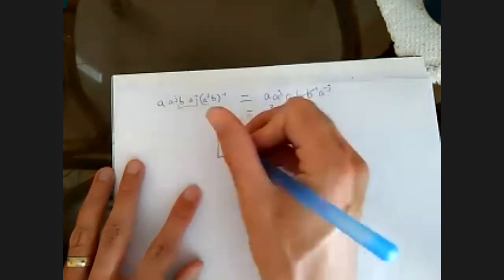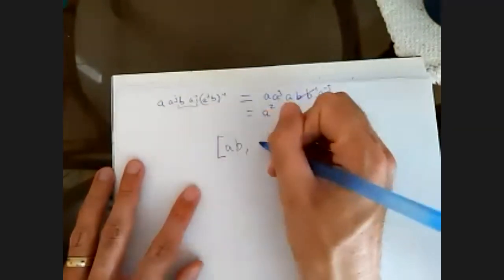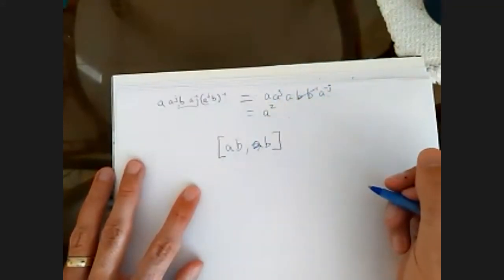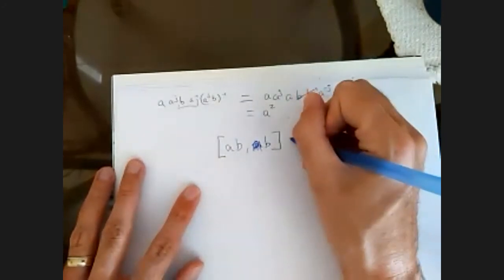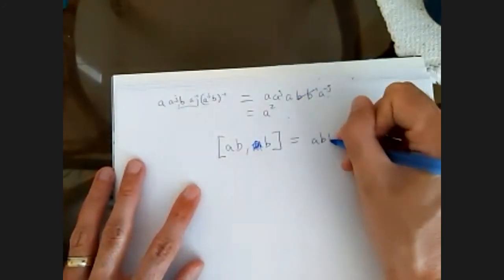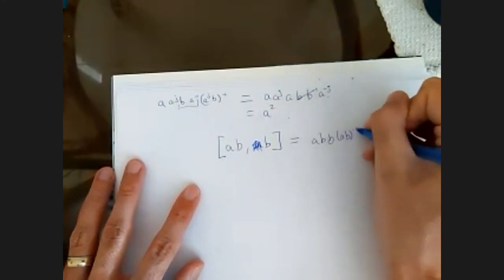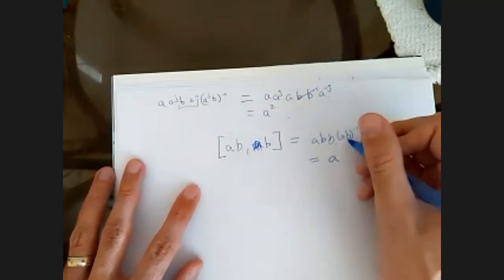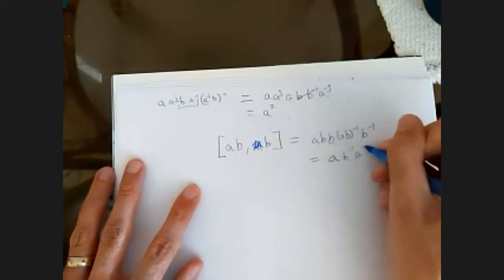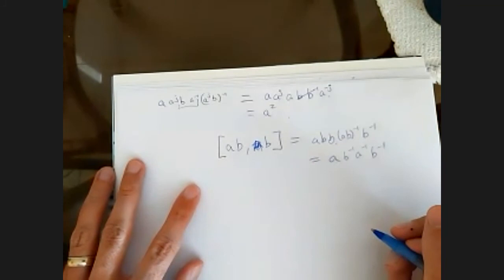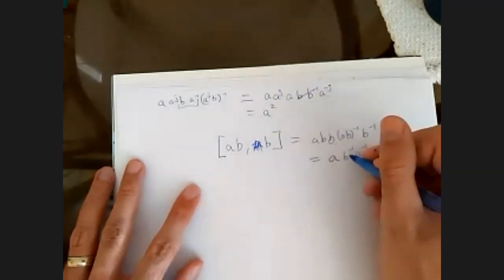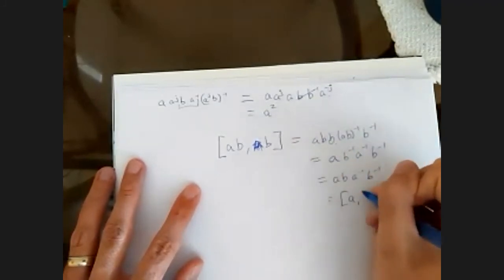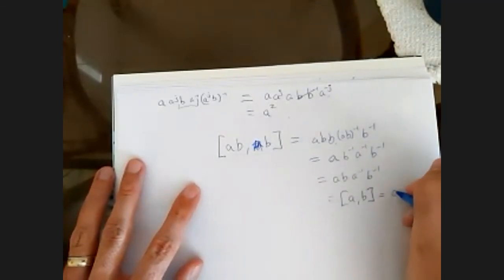And then we can try one more example just to see what happens. Let's try the commutator of AB with B. Well, that's just AB, B times AB inverse, B inverse. B times B is the identity, and AB inverse is B inverse A inverse. And of course, B inverse is equal to B, so we have AB A inverse B inverse, which is the commutator of A and B, which is A squared.